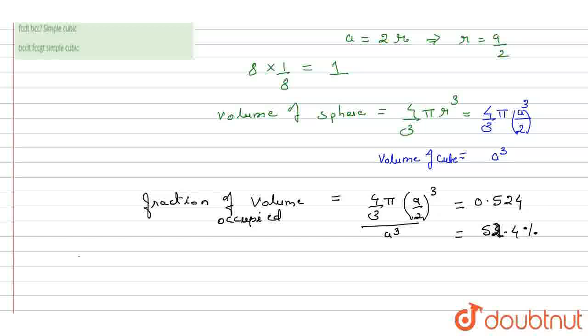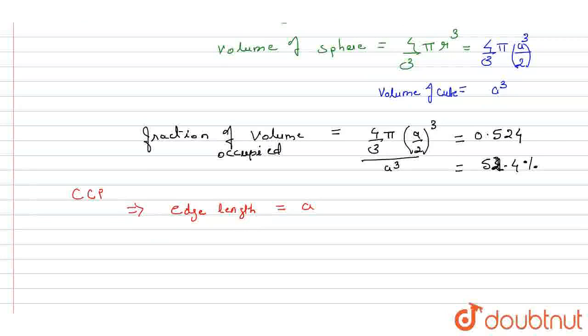Similarly, in case of cubic close packing, first of all we have the edge length of the unit cell, which is equal to a. For this also the radius of the sphere is r. Now it is clear that the unit cell has 8 spheres at the corners and 6 spheres at the faces.